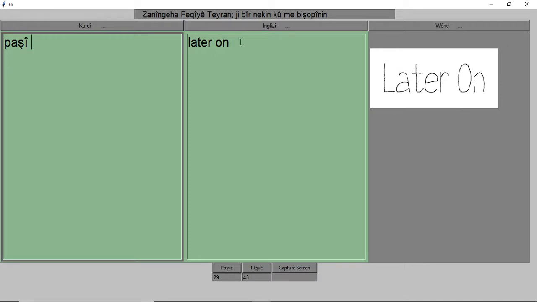Anyway, pashi means later on. For example, look at it, pashve. Pash, pashve means back, and peshve means front. Even my own program teaches you a lot of things. Pashi, later on.